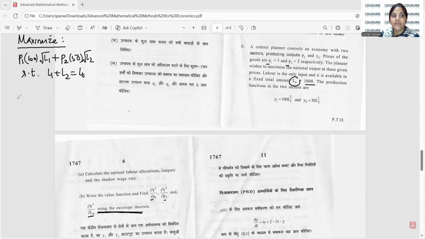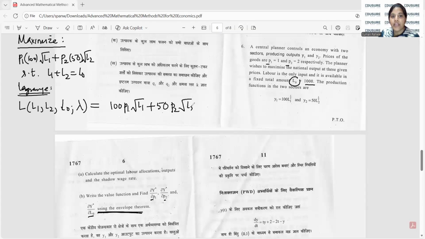So now we have to set up the Lagrange. So what is the Lagrange? The Lagrange is L of L1, L2. And L0 is also a variable now, and lambda will be greater than or equal to 0. So I have 100 P1 root L1 plus 50 P2 root L2 minus lambda times L1 plus L2 minus L0.